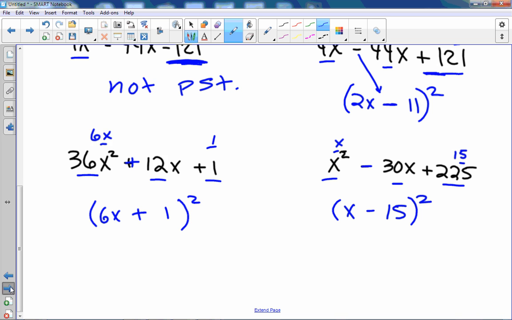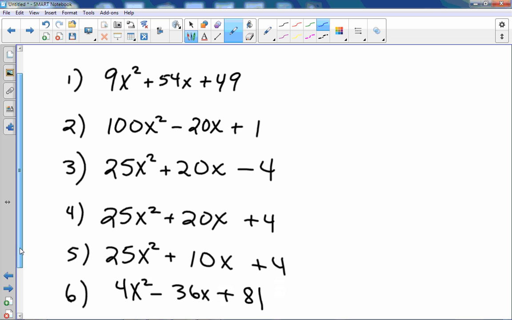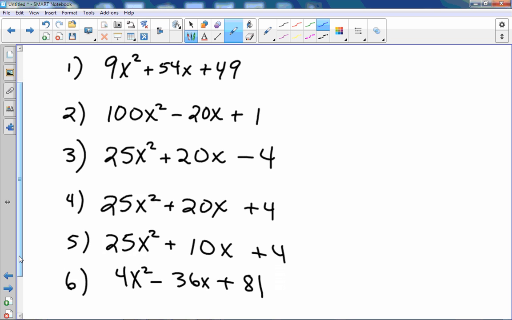Now you have 6 of these here that I want you to try. They are not all perfect square trinomials, so if they are not perfect square trinomials, you can write for me not a PST and then move on. You don't have to factor the ones that are not perfect square trinomials there. So you can pause this and try those out now.